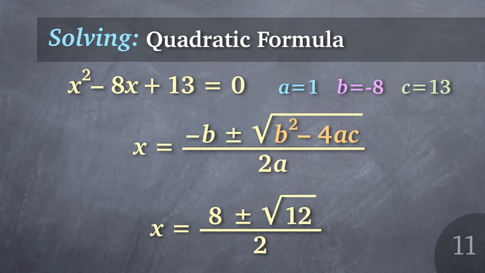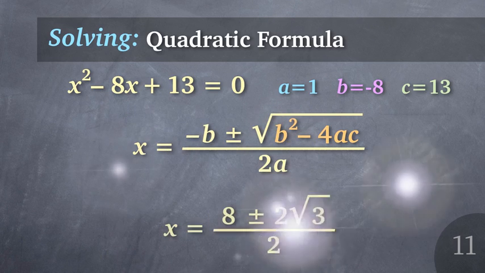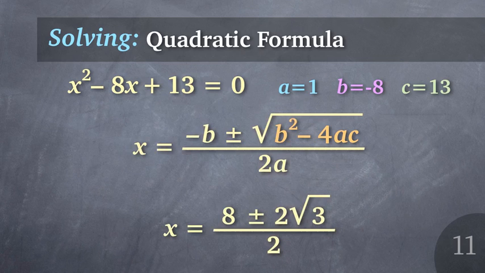Okay, now it's very easy to think that you're done at this point, but we have to be careful. Okay, that square root of 12 has a perfect square in it, so we need to simplify that like we did back in chapter 5. So let's go ahead and do that. Like 12 is 4 times 3, so it would turn into 2 times the square root of 3.